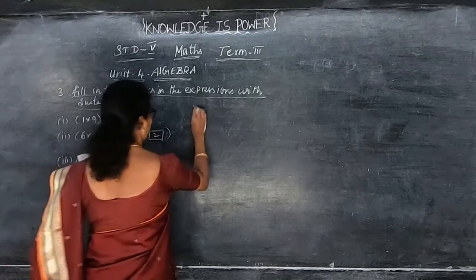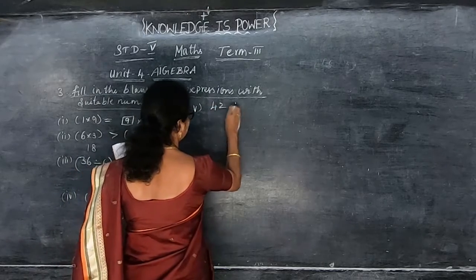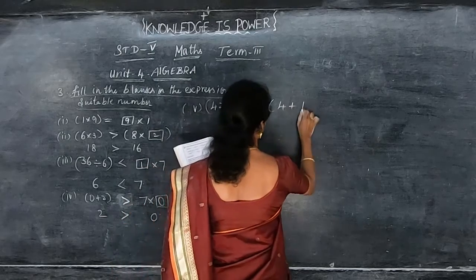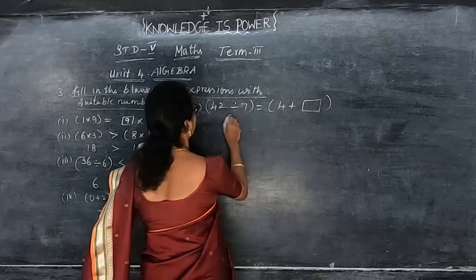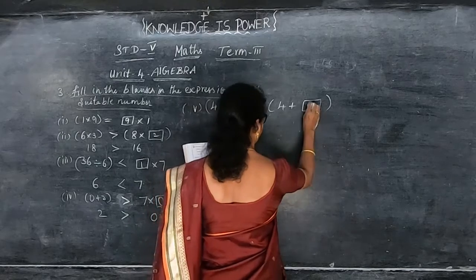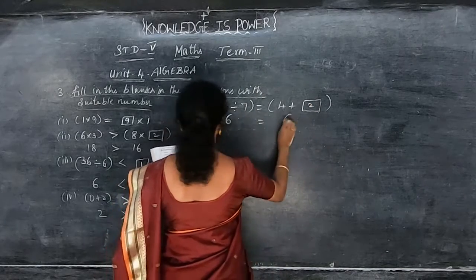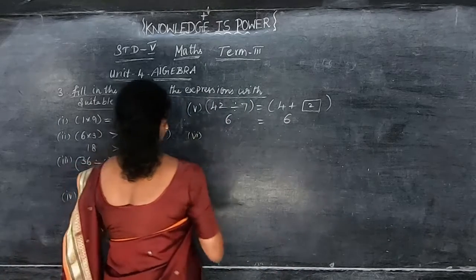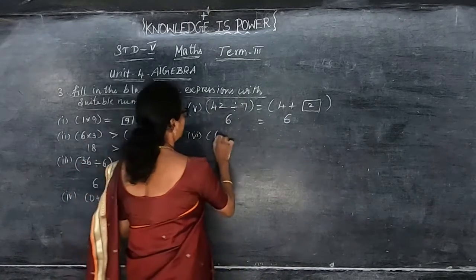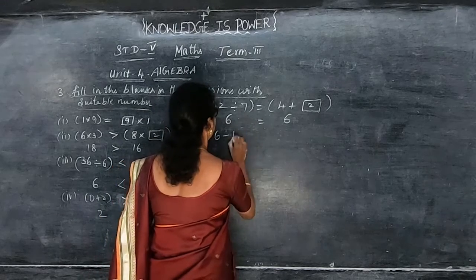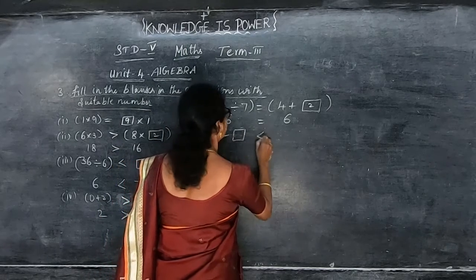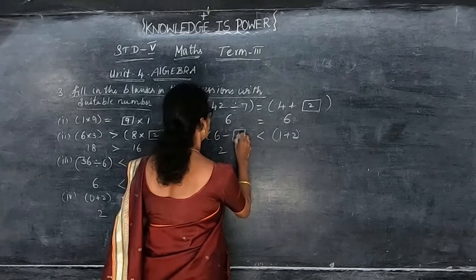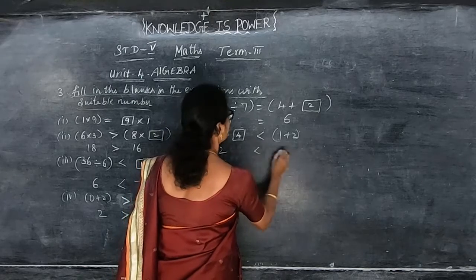Then fifth sum, 42 divided by 7 equal to 4 plus box. So 42 divided by 7 is 6, and for it to be equal, we have to put 4 plus 2. So that is equal to 6. Then sixth sum is 6 minus box less than 1 plus 2. So 6 minus what gives 2? 6 minus 4 is 2, and 1 plus 2 is 3.